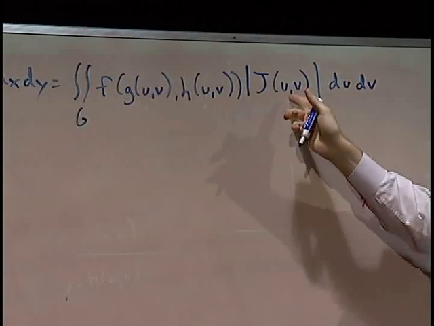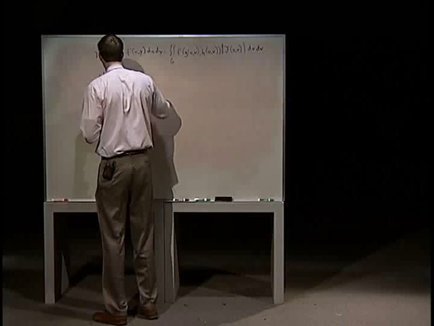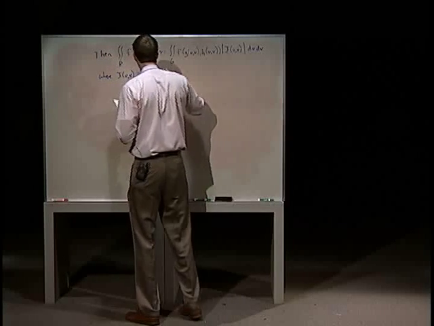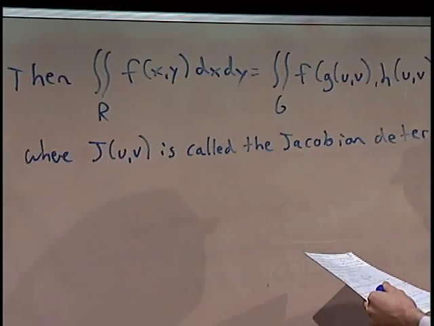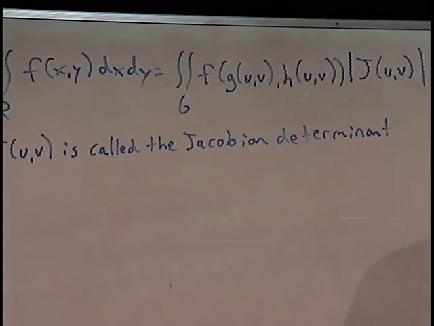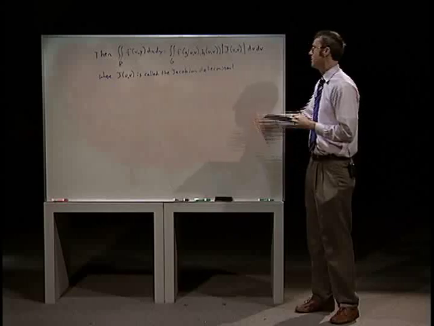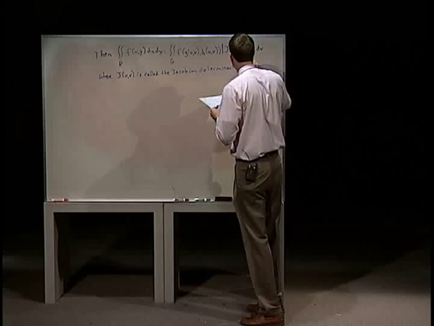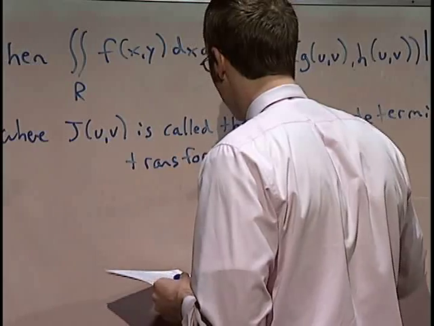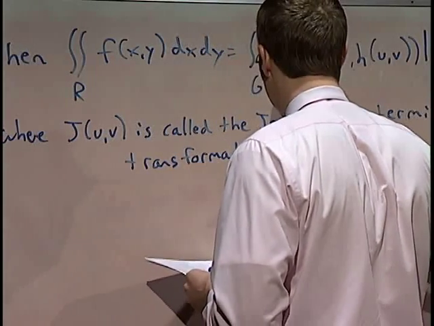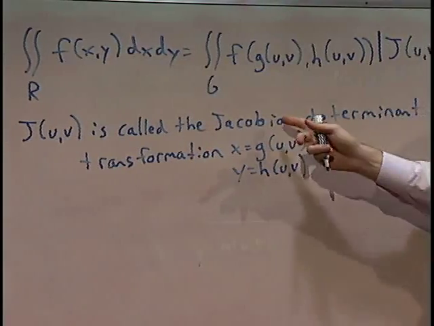And so the question is, well, what is this j function, right? Well, the j function, where j of uv is called the Jacobian determinant. And notice it's a determinant. That's not just a word for any old use. It means what we have here is a determinant. We're taking the absolute value of a determinant, Jacobian determinant, of the transformation x equals g of uv and y equals h of uv. So with each transformation, there's associated a unique Jacobian determinant, okay?